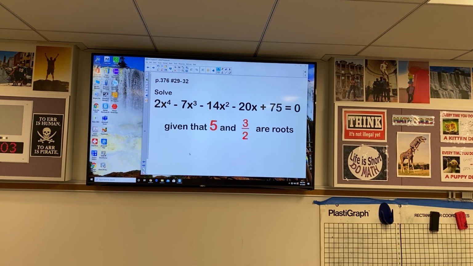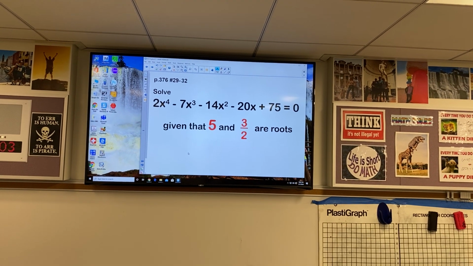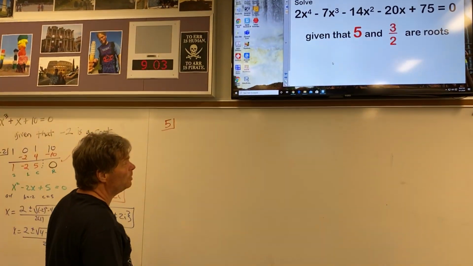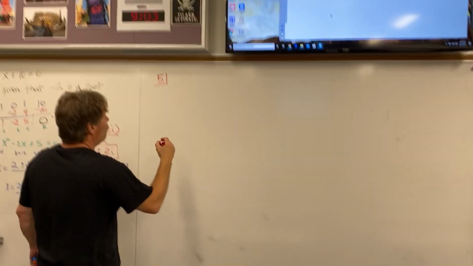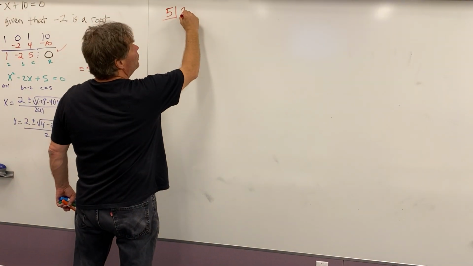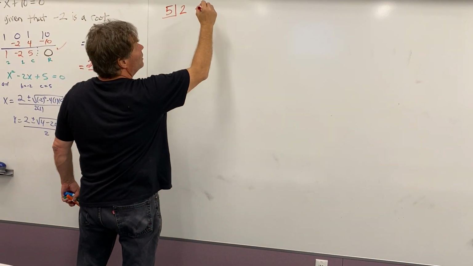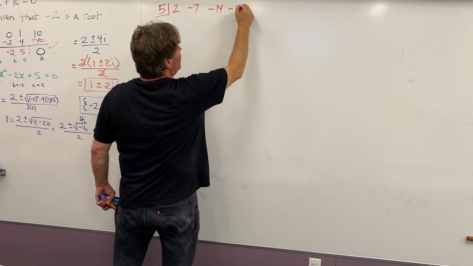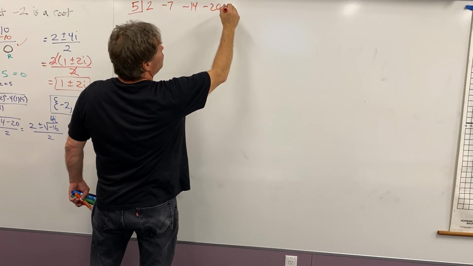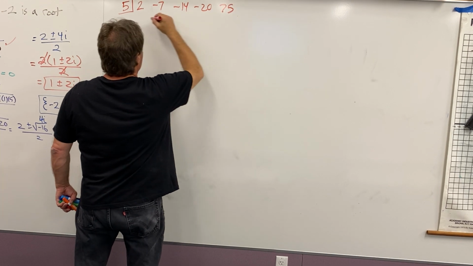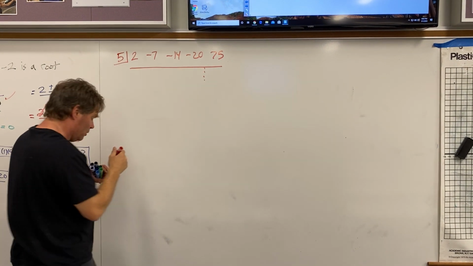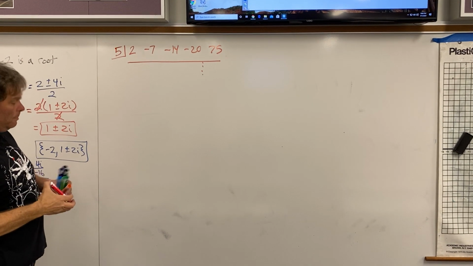5 and 3/2 are roots. So let's start with 5. I'd rather start with the integer one than the fraction. You could do it in either order. Okay, now watch. It's 2x to the 4th minus 7x to the 3rd minus 14x squared minus 20x plus 75. Notice nothing was missing, so I didn't have to worry about the zeros. But if there were any missing terms, you've got to put zeros in.